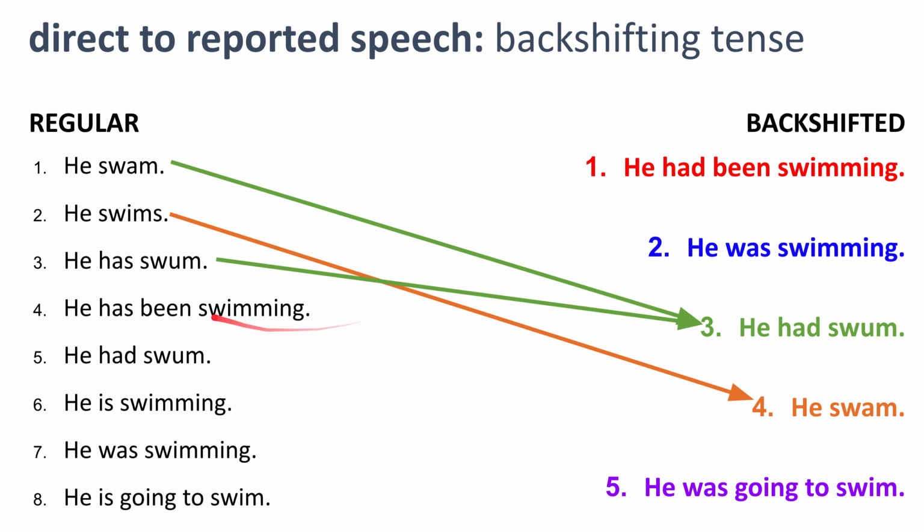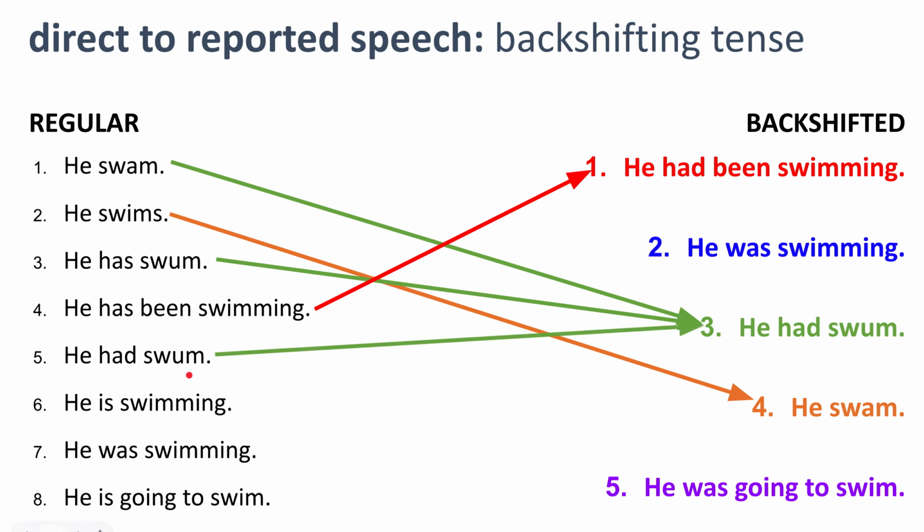Past perfect. He has been swimming. Present perfect progressive. He had been swimming. Past perfect progressive. He had swum. Past perfect. It doesn't change. He is swimming. Okay, present progressive.